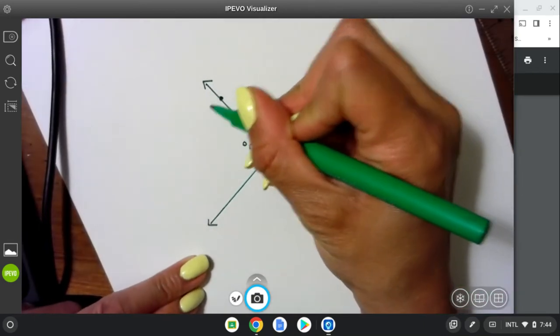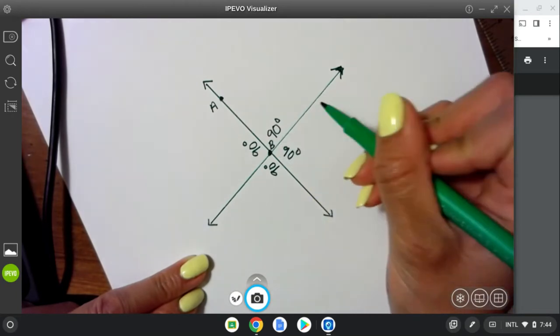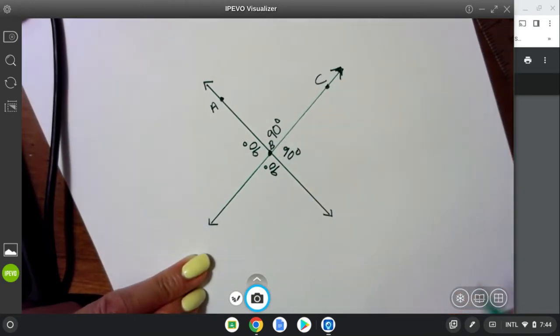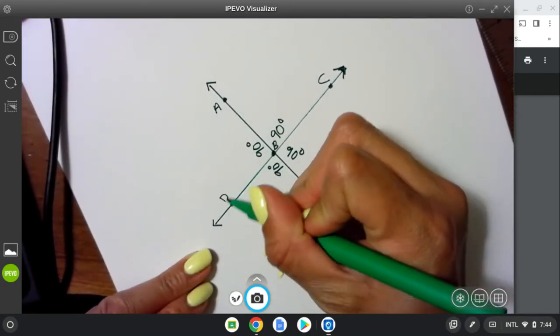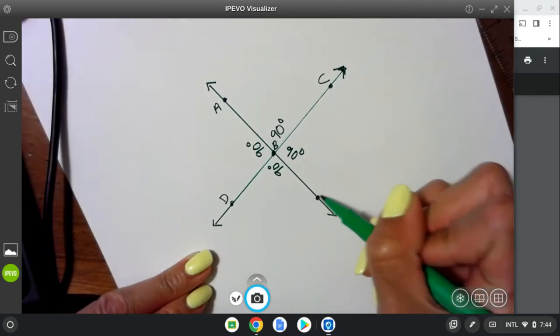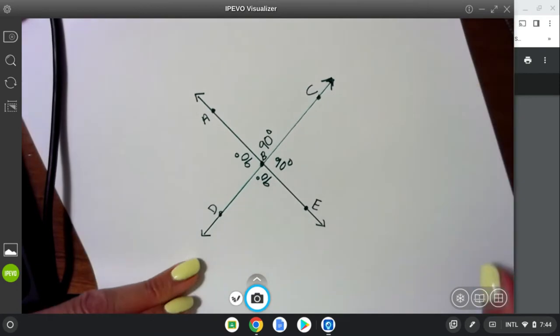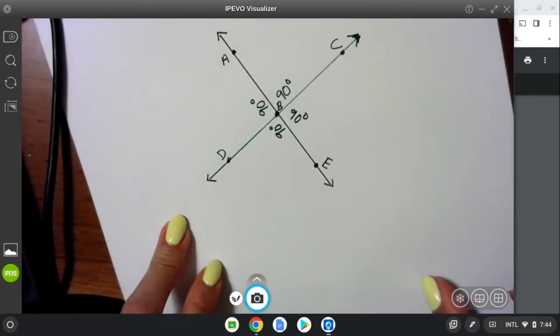Now your angles could measure something else. This is just my example. I'm going to call these angles ABC. So I'm labeling points on those angles so I can name my angles. Then I have angle ABD, and then angle CBE. Notice how these angles all came out to be the same.